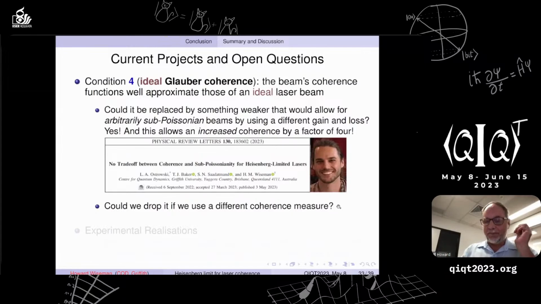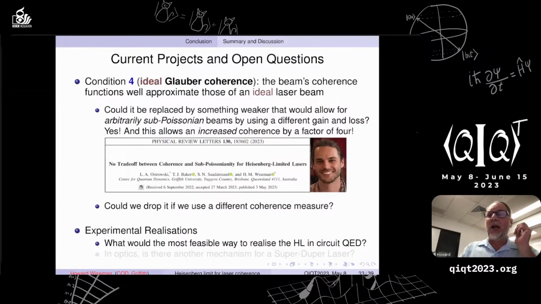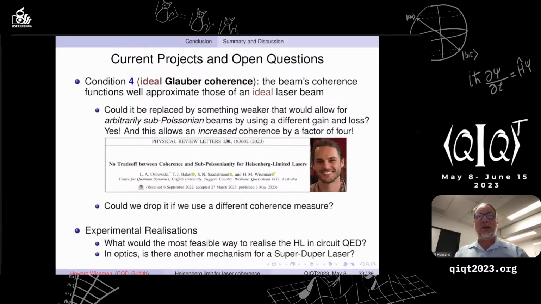Okay, then on the experimental realization part, as I already mentioned, we have this collaboration with the French group to actually try to realize this in QIQT. So we're putting a lot of thought into what would be the most feasible way of doing this. And then we could also ask in the optical frequency range, is there some other mechanism other than the super-radiant one which we came up with for having a super-duper laser that could surpass the standard quantum limit. And that's all, I think.